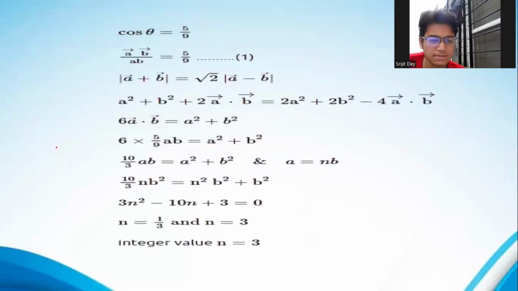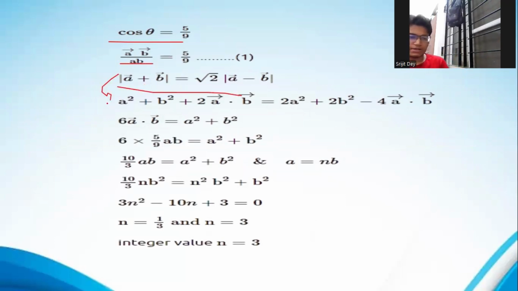Okay. Now this is another simple question. Basically, your theta between them is given. So you can always find a dot b by ab, and also this value was given. So on squaring, you will get this. From there, you will get your value of a dot b. On simplifying, you will get ab, and then this is given n times of b.